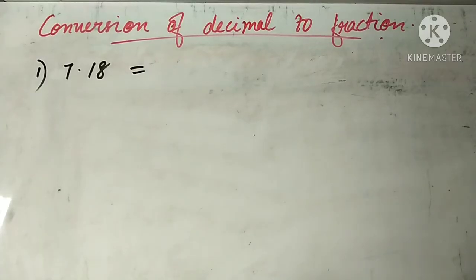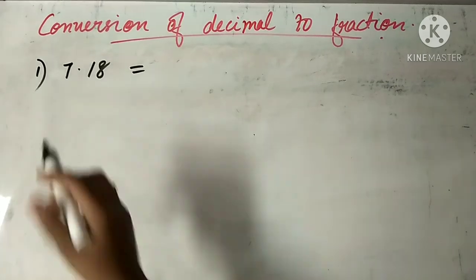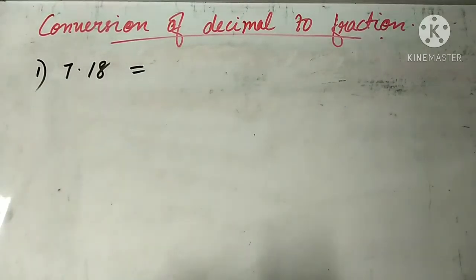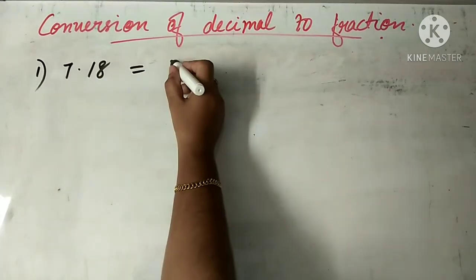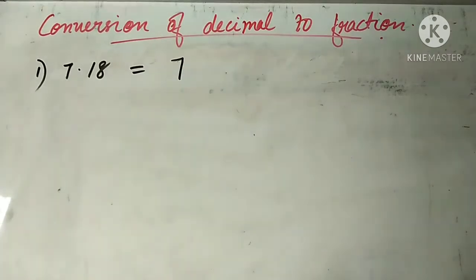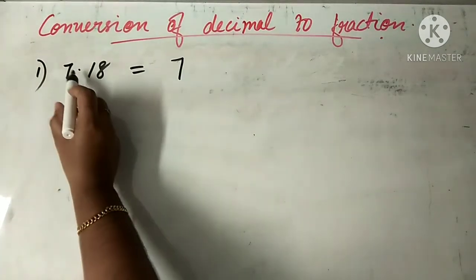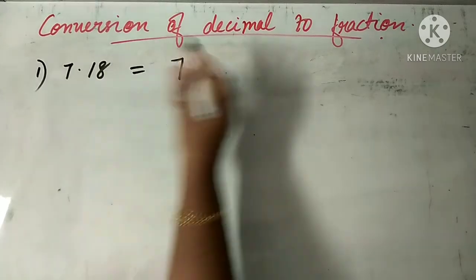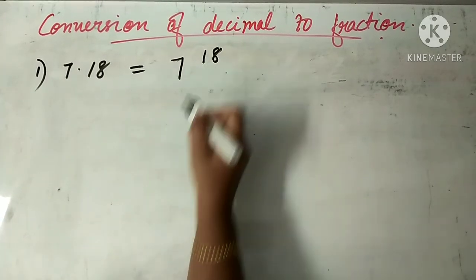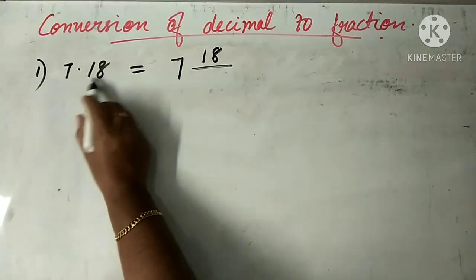Next topic, conversion of decimals to fraction. Here we are going to convert a decimal number to a fraction. So the first question is 7.18. 7 is the whole number part, so we write 7 as the whole number itself. After the decimal point, the number after the decimal point, we write it as the numerator, 18.